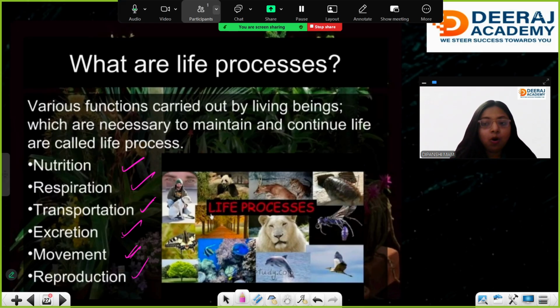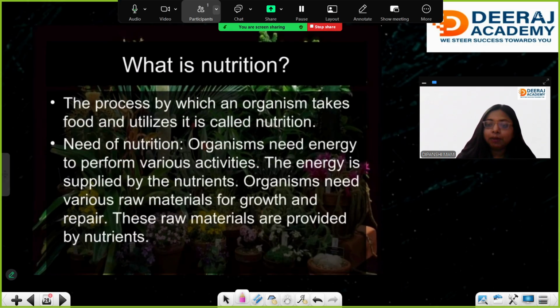All these are characteristics of all living organisms. And what about reproduction? Reproduction is another very important criterion to multiply their number. In today's class, we are going to learn only about nutrition. The process by which an organism takes food and utilizes it is called nutrition. Why? So that we can get energy. The need for nutrition is because we need energy to perform various activities.